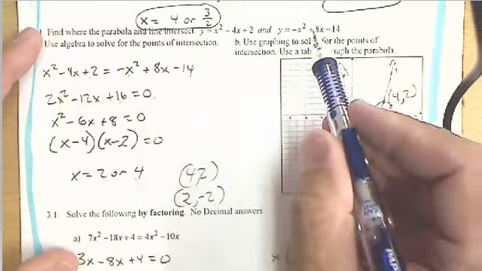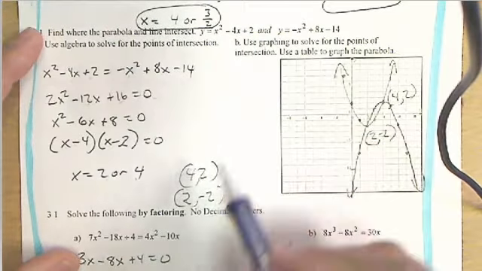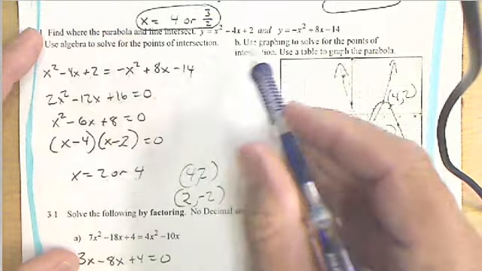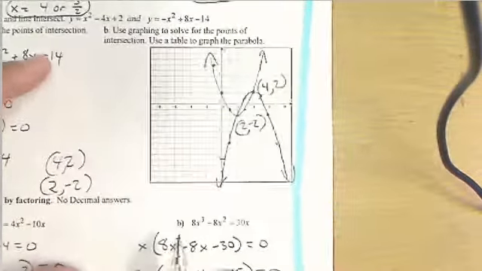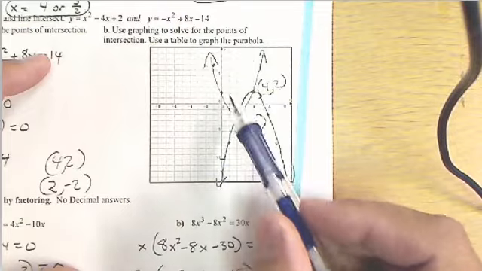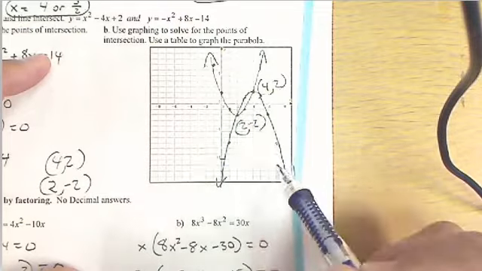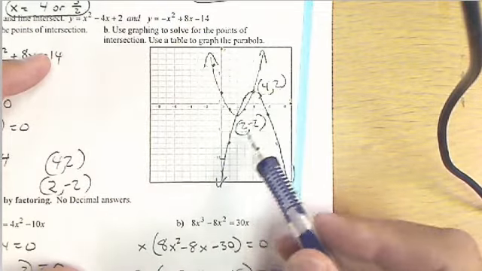Plug in 4 into one of the equations and you get out 2. Plug in 2 into one of the equations and you get out -2. To graph it, you just plot points. And they intersect at (2, -2) and (4, 2).